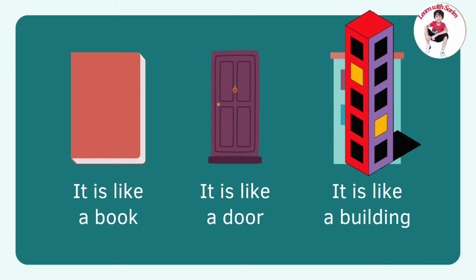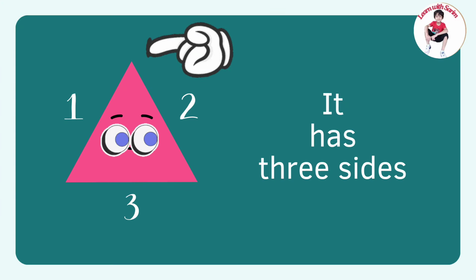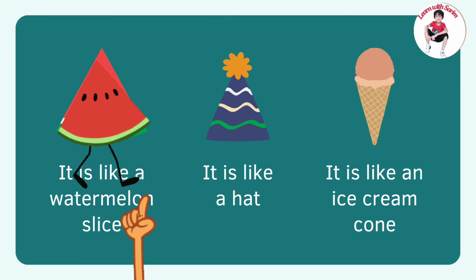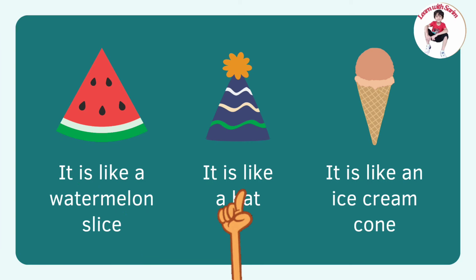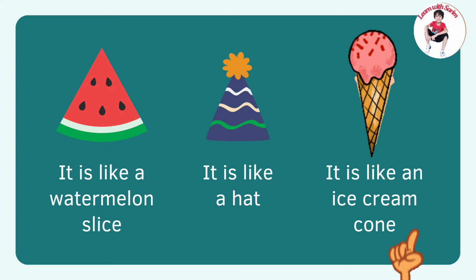This is a triangle. It has 3 sides. It is like a watermelon slice. It is like a hat. It is like an ice cream cone.